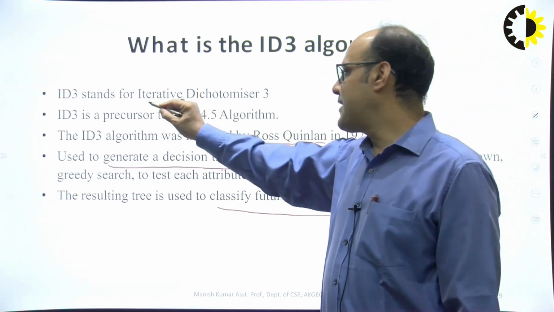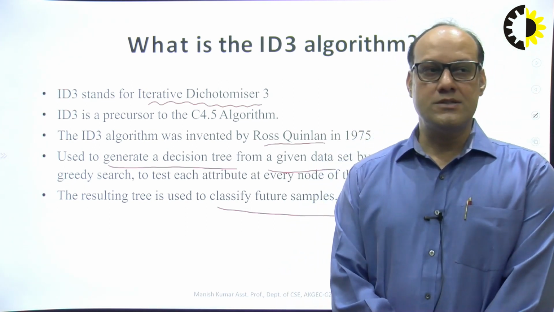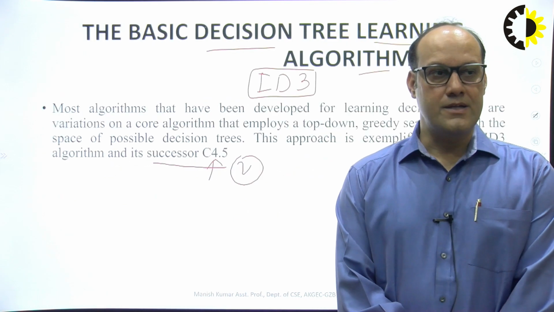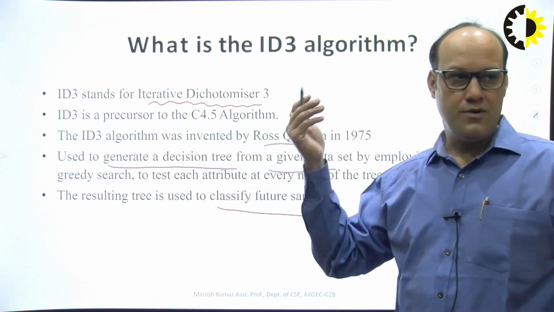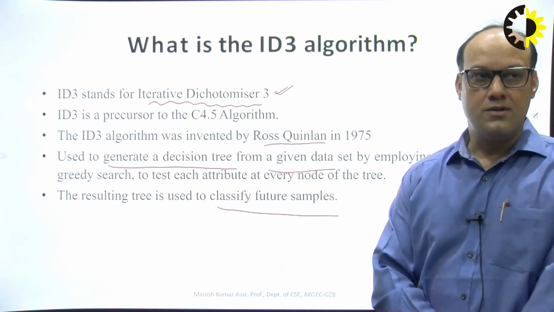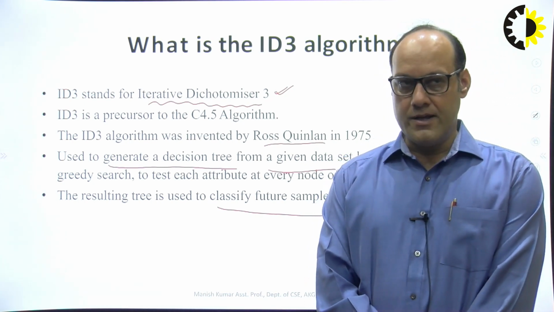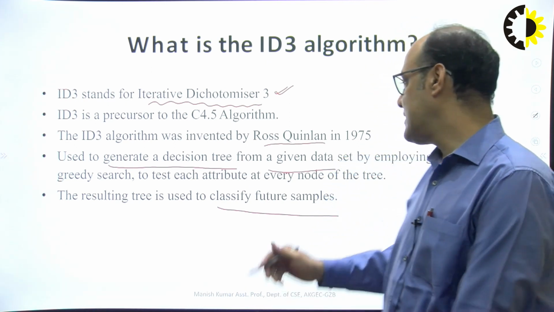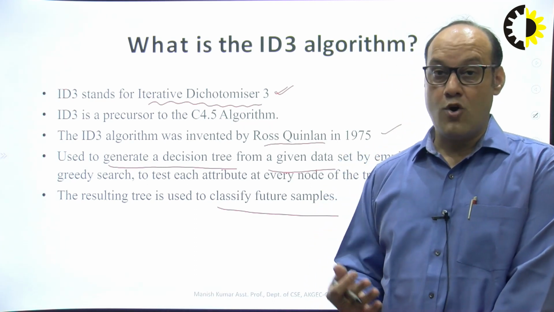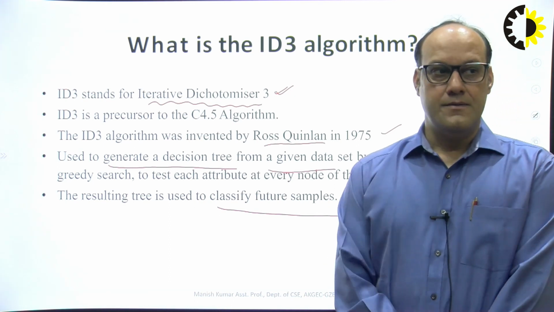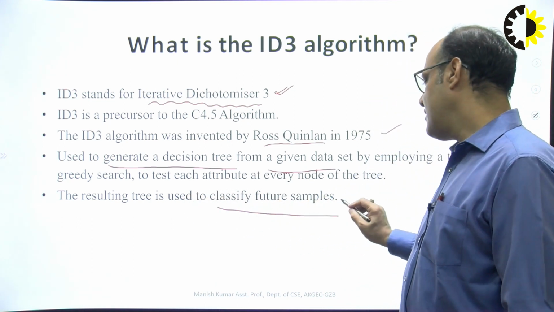ID3 stands for Iterative Dichotomiser 3. It is a precursor to the C4.5 algorithm. There are two algorithms, ID3 and C4.5, but I am going to show the ID3 algorithm today with the help of an example. This ID3 algorithm was invented by Ross Quinlan in 1975, as I have stated here. What we are going to do is generate a decision tree from a given data set, meaning we are going to classify. The resulting tree is used to classify future samples.